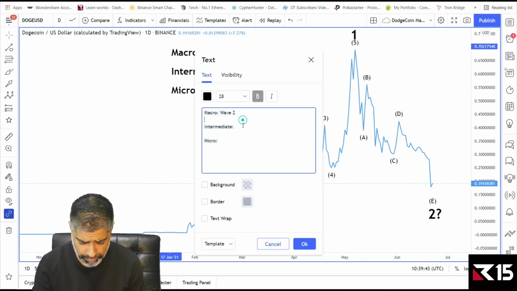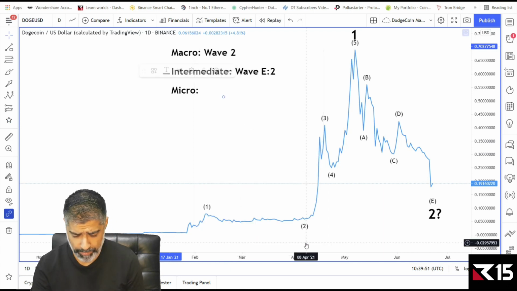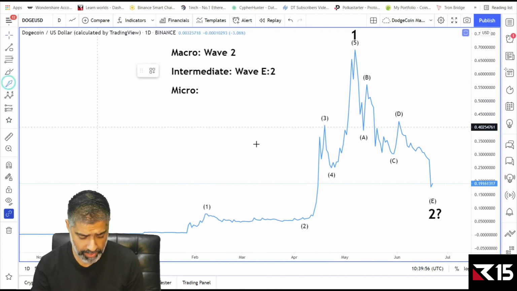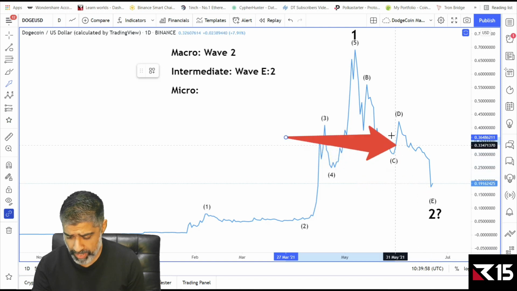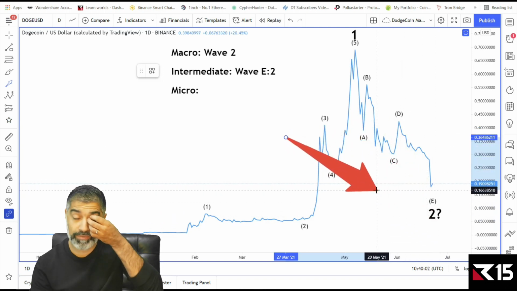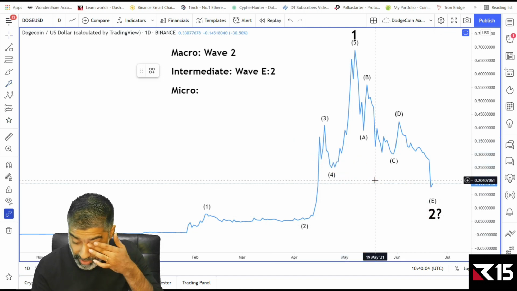Well, let me update my notes. So we're saying a wave E of a wave 2, right? That's what that means when we write it like this. Wave E of a wave 2, right? Just to make it crystal clear, it means here's the wave 2 and here's the wave E. So we're saying we're on a wave E of a wave 2. So it gives us a really clear opinion of the market where we're at right now.